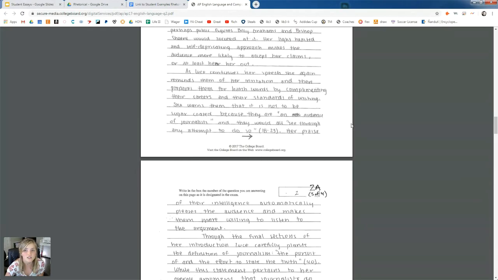So just pointing out a good thing that they do in this essay is quoting and giving examples. That's always helpful.